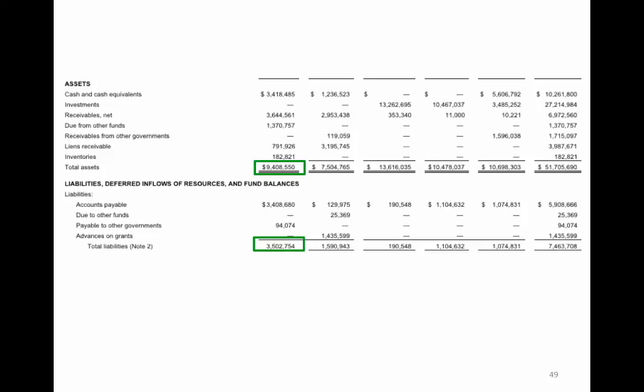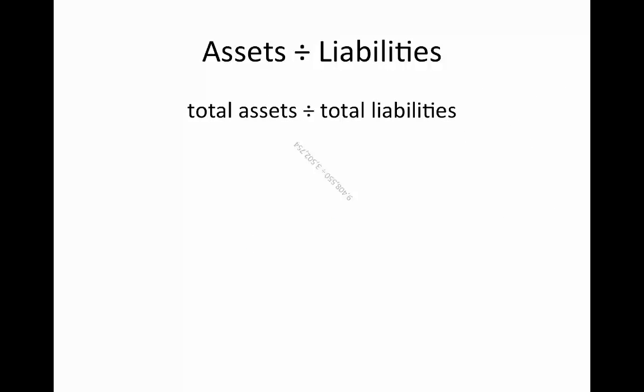Assets divided by liabilities. Again, since you know that there may be some non-current assets in there, you may want to take those out. Especially if you're doing assets plus due from other funds, if that's listed separately, or if that's a part of total assets, and there's a portion of that due from other funds that is not current, you may want to remove it.